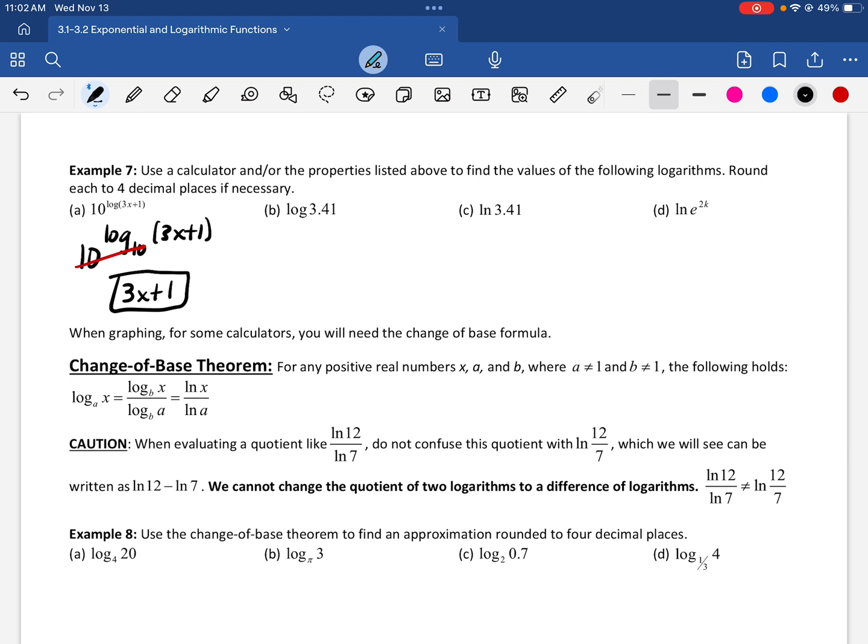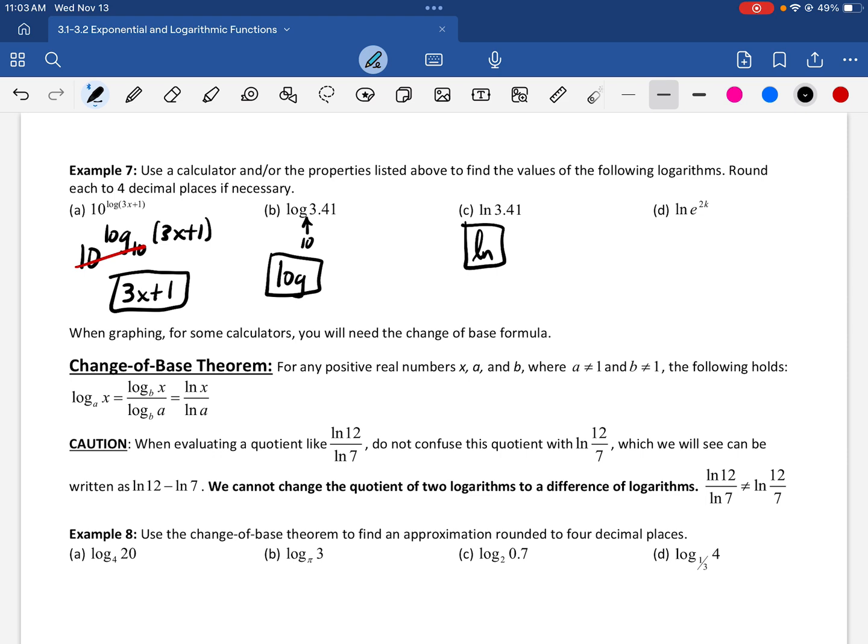For example B, that's one you just need to plug in your calculator. Just use the log button. Same thing for letter C. For letter B, this again is a base 10, and that is what your calculator defaults to. The log button you see on the calculator is a default base 10, so you just need to plug that in. You do also have a natural log button on your calculator, so you can do that. The same thing for letter C.